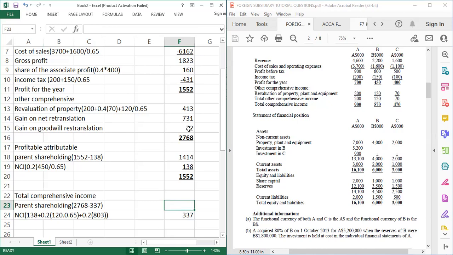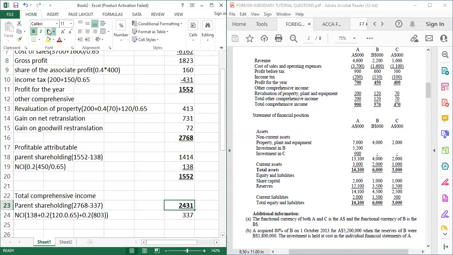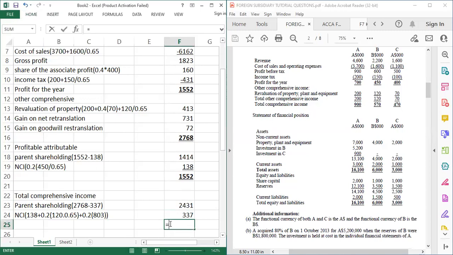All right. So let's subtract 2768 minus 337. We're having 2431. So if you put the two together, you might be having the same figure that you are sharing.